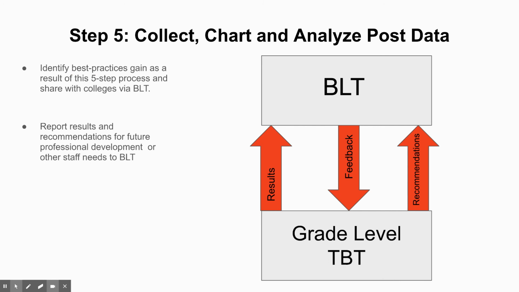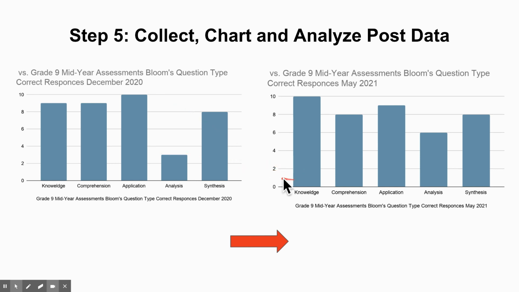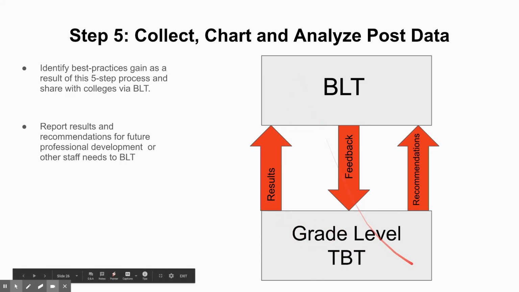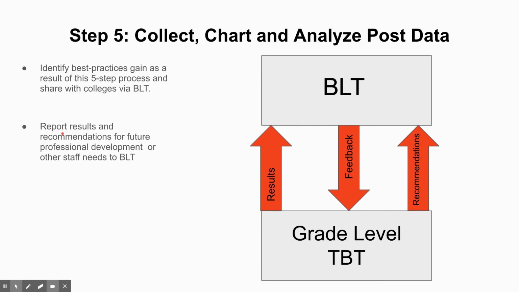We find what worked, what measurably worked, and we share that with our colleagues via our BLT. From the grade level BLT, TBT, those results and recommendations go to the BLT with feedback. BLT, if they find that this is useful, may pass that along to the DLT. We report our results and our recommendations for future professional development, which then can be considered at a building or a district level.